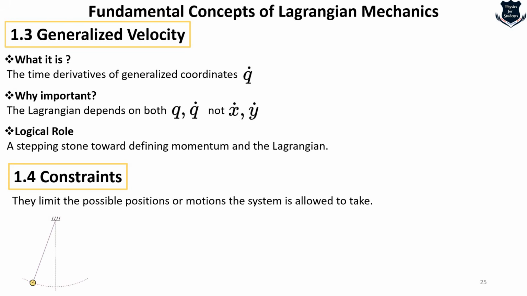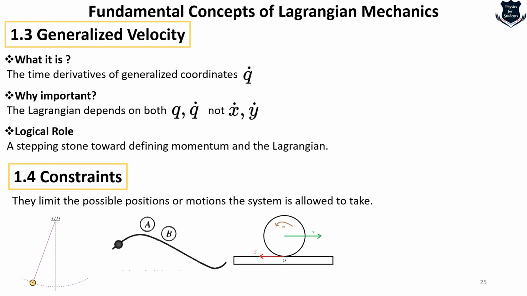Say, for example, a pendulum. A bob cannot move anywhere in space. It will always stay at a distance from the pivot. Then comes a bead sliding on a wire. A bead must stay on the curve of the wire. Its motion is restricted to a line or curve. So just like a pendulum, the bob cannot move to and fro anywhere. A bead must stay on the curve, and a wheel rolling without slipping. So all of this tells that there are certain constraints.